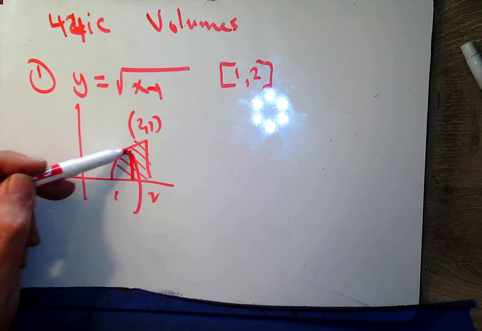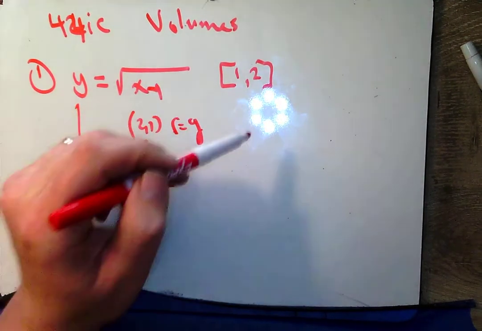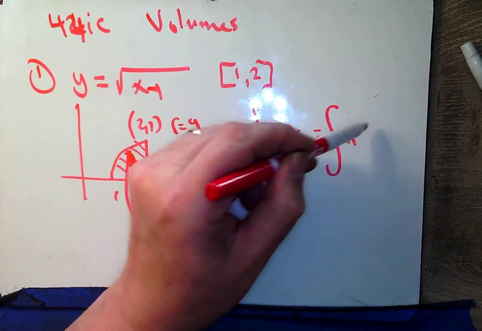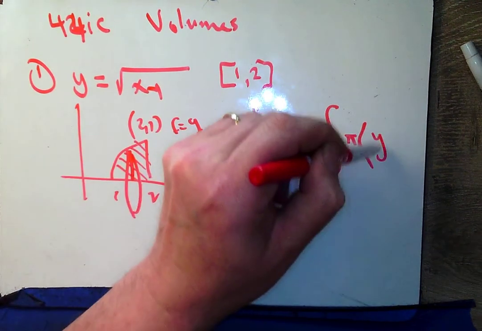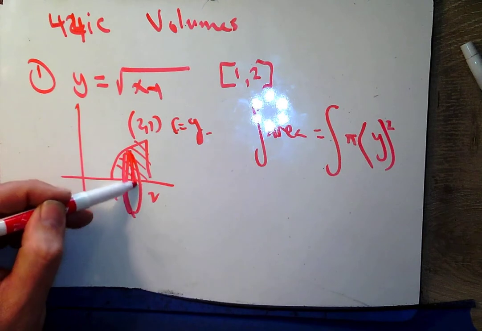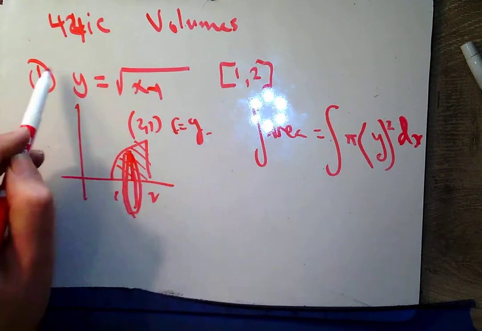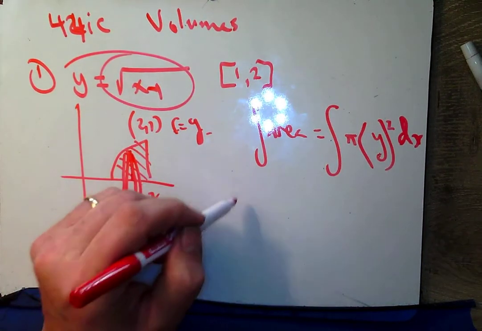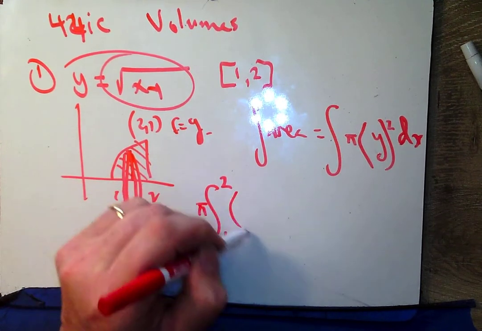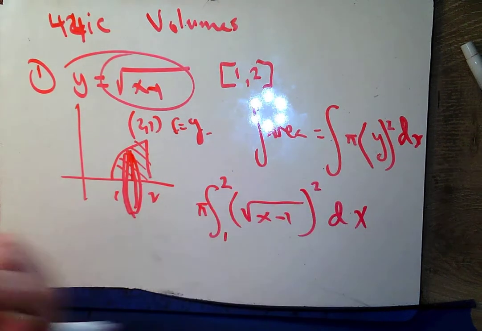I want to go about the x-axis with disks. So there's my radius. The r is the y value. And remember, we're integrating area, so this is going to be pi times radius y squared. But wait a second, the thickness of this disk is a dx, so I've got to get rid of that y and replace it with some x stuff. So from 1 to 2, pi times the square root of x minus 1, squared, dx.